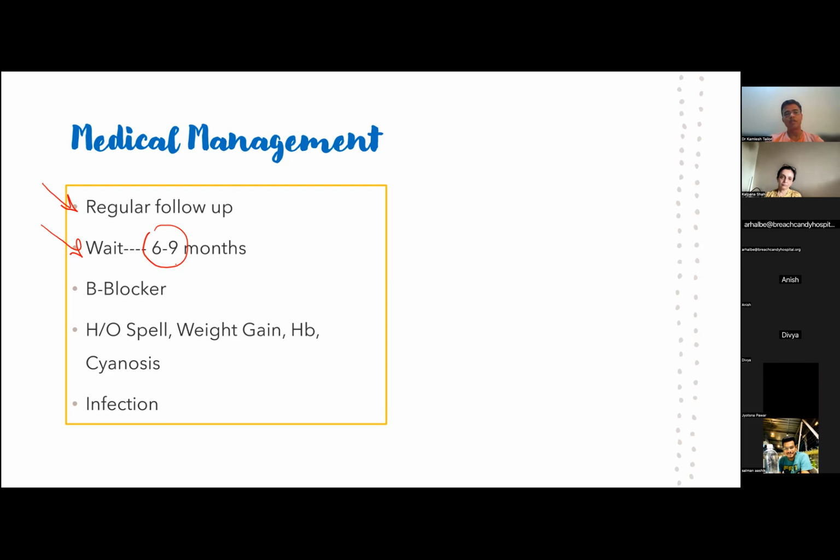But in much of the Western world, they operate early, even at 2 months and 3 months, for total correction. But still in India, because of the results and all, many of the centers wait for around 6 months. The child will be on a beta blocker to prevent TET spells and prolong the follow-up as long as possible. One should keep a history of spells, weight gain, hemoglobin, and cyanosis, and keep a check on infection. So these are all the medical management follow-up.